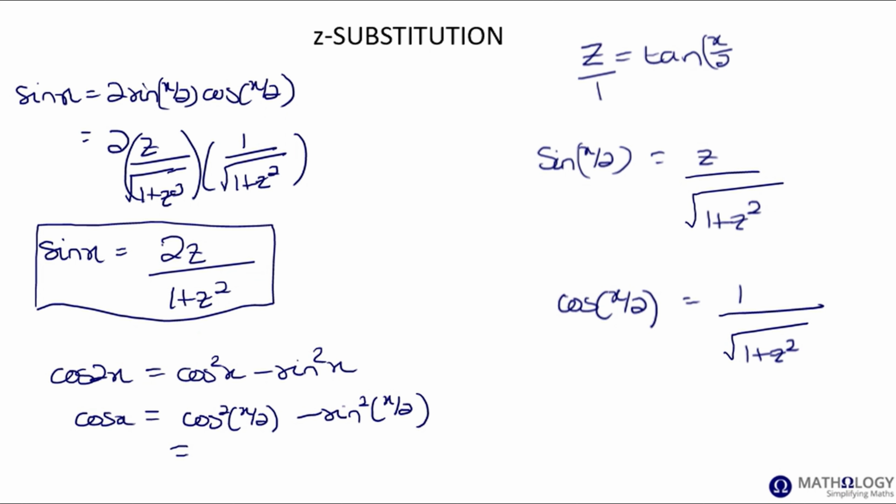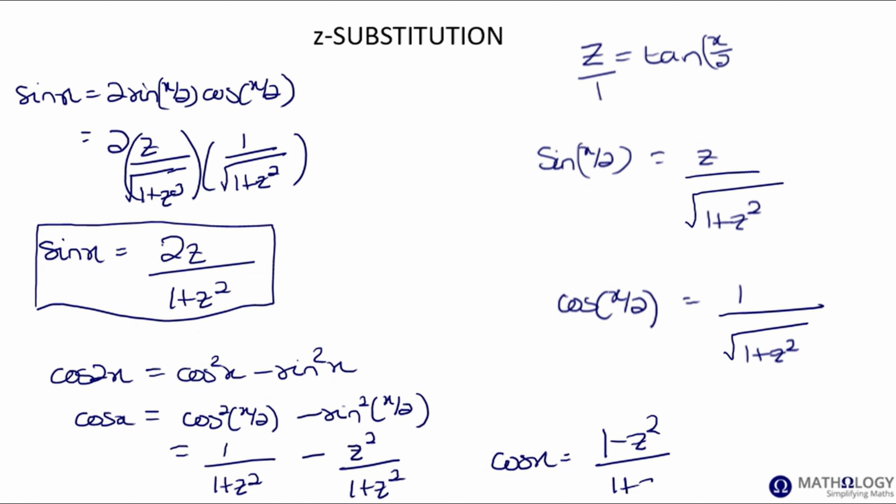So the square of this 1 over root 1 plus z squared will just be, the square of 1 is 1, and the square of root 1 plus z squared is 1 plus z squared, minus the square of sine x over 2, which is the square of z, which is z squared, over the square of the root of 1 plus z squared, which is just 1 plus z squared. So cos x equals, getting a single fraction here, 1 minus z squared over 1 plus z squared.